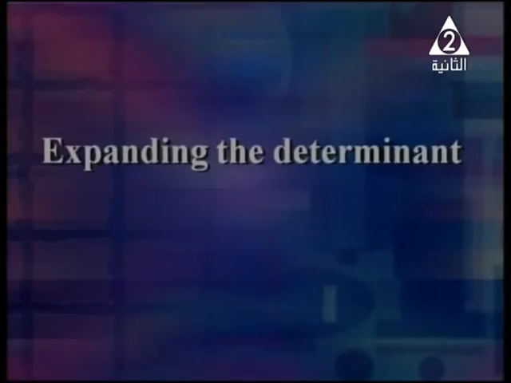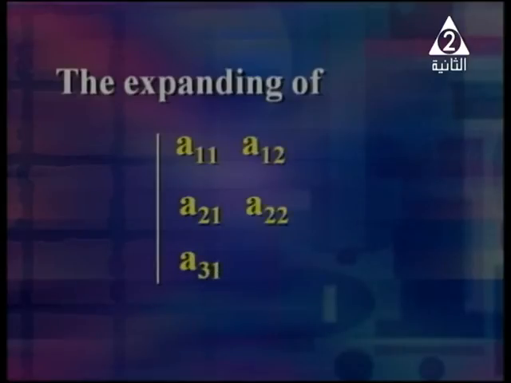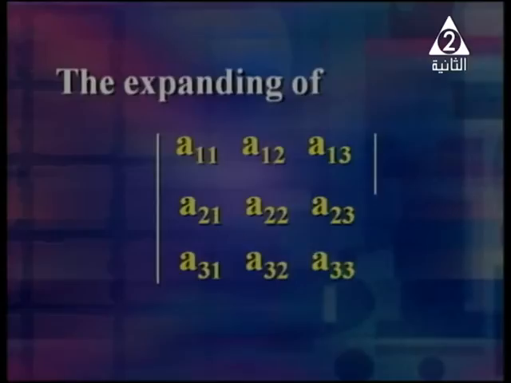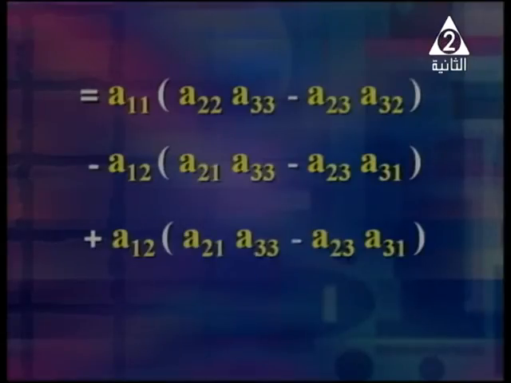Look at expanding the determinant. Expand A11, A21, A31 in the first column, A12, A22, A32, also A13, A23, A33. What do you expand? By using determinants, we find the expansion of the determinant in the form A11 multiply bracket containing A22 times A33 minus A23 times A32 and so on.